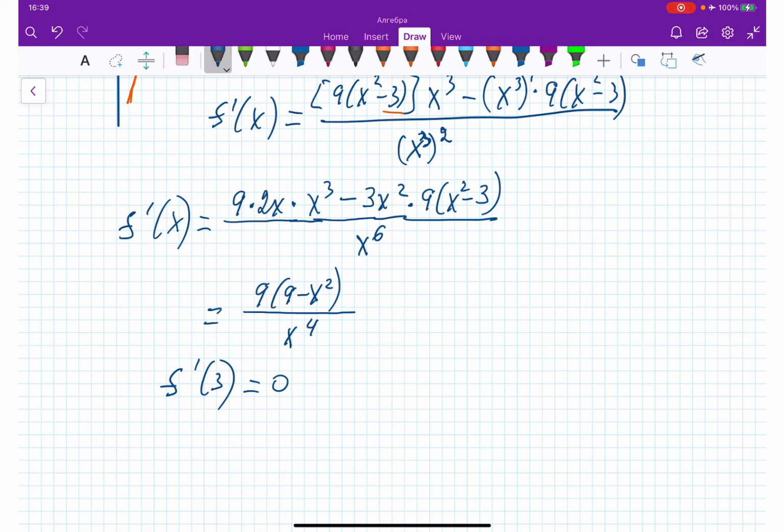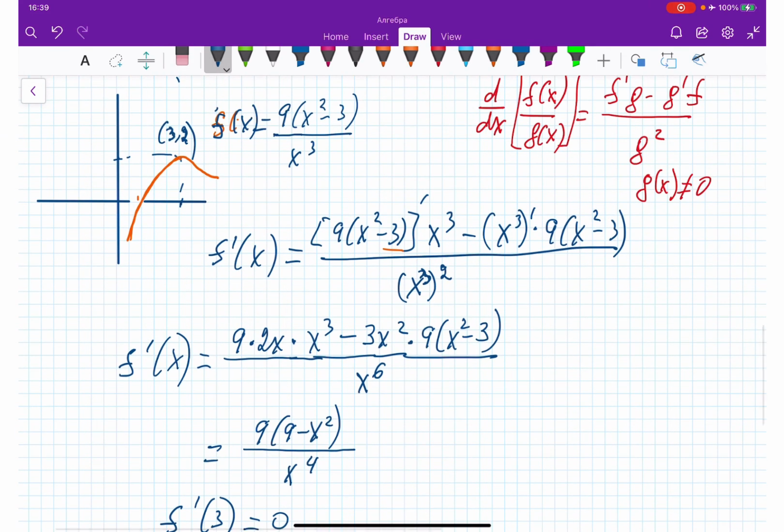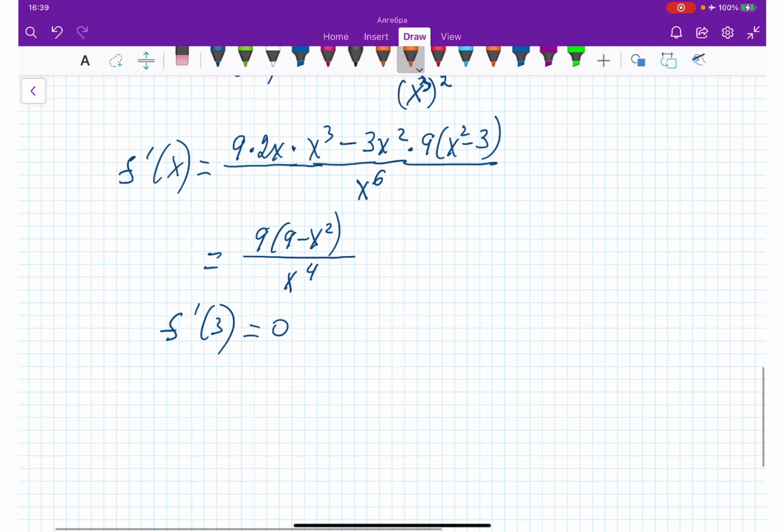So let me see. I'm going to plug in this 3, because this 3 is my value of x, correct? All right, let's do that. So f prime, we set it to 0 and we plug in, to see if we get 0. 9 times 9 minus 3 squared is going to be 9, divided by 3 to the power 4. There we go. I don't need to continue.